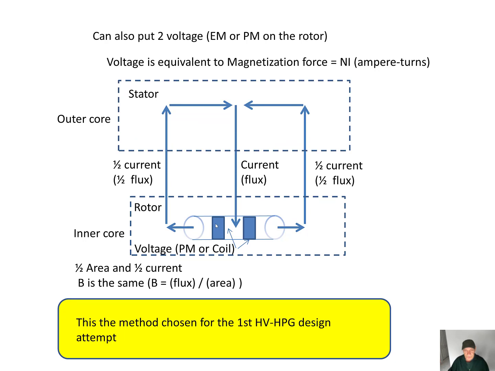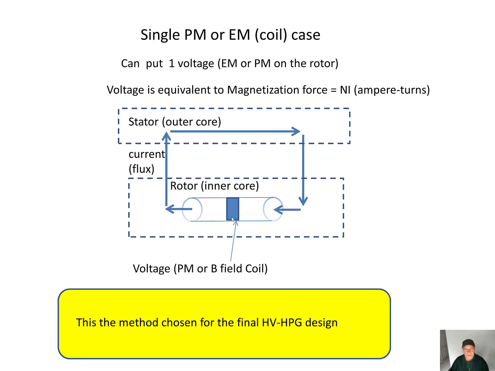Also, we can put two electromagnets or two permanent magnets, and this is the method that was chosen for the first homopolar design attempt. So we use two electromagnets, and the flux goes through the sides and back up and through the center. This is the design that we chose for the final design, which is a single coil in the middle, and we have the magnetic flux density go up on the left hand side and down on the right hand side.